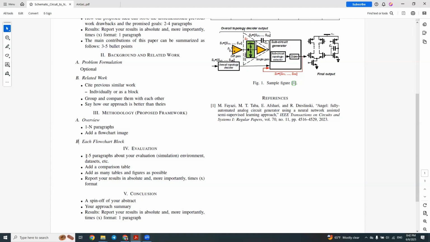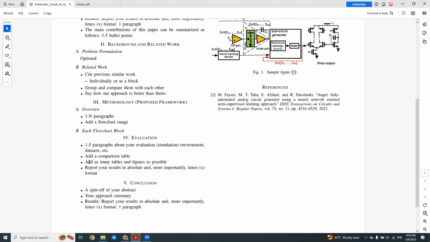Usually, I start with one to a couple of paragraphs about my evaluation system in general. For instance, I say that, okay, I use TensorFlow, I use that GPU, that CPU, something like that, giving an overview of what's going on in this evaluation. It's very, very important. This is super important to add a comparison table.